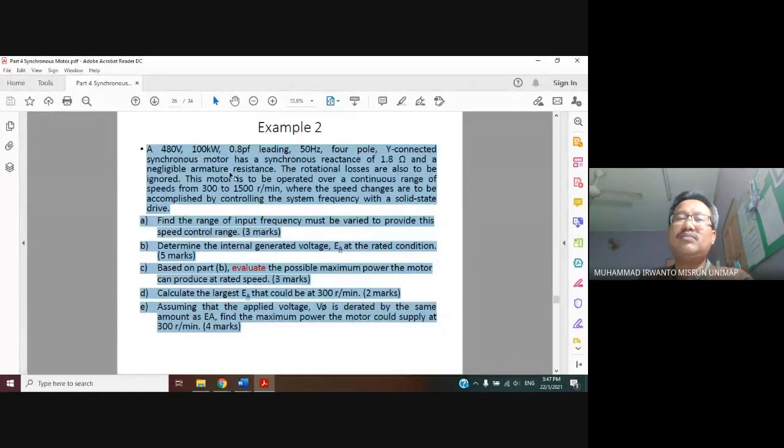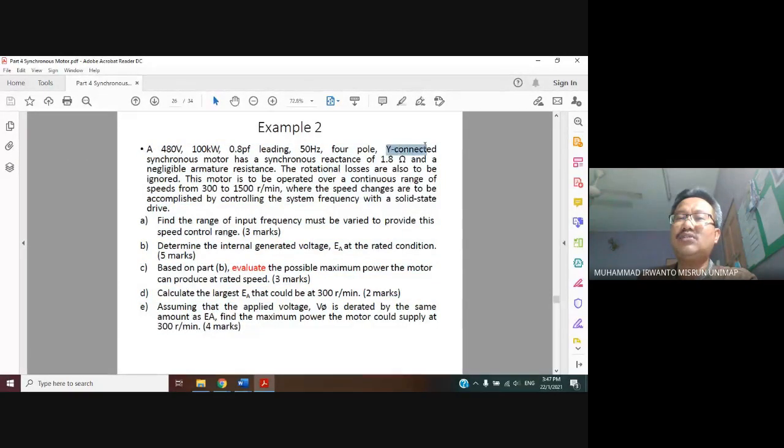Okay, it is a three-phase synchronous motor. The connection is Y. Remember, if it is mentioned the connection is Y, and the voltage here is 400 volt, meaning it is line to line voltage. Line to line voltage means 400 volt is the line voltage.